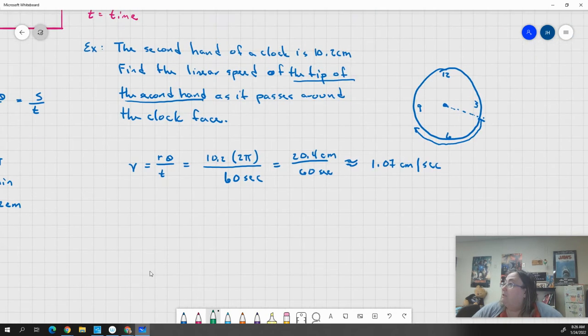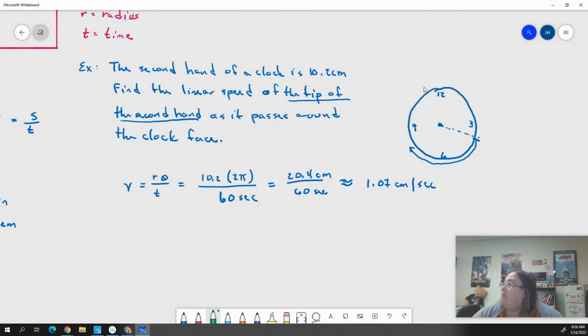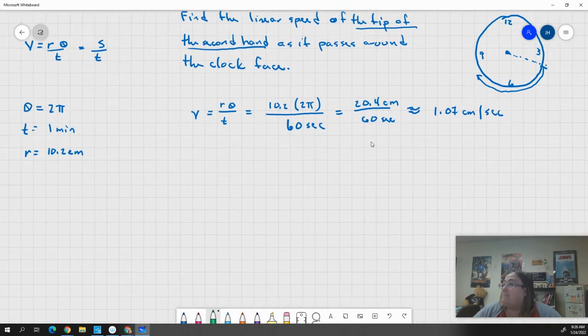In this case, we were looking at it in terms of the arc length. How far around the outside of the circle is it going per minute? When we're talking about arc length, we're talking about how long the arc itself is changing per period of time, whether it be second or minute. In this case, we did per second.